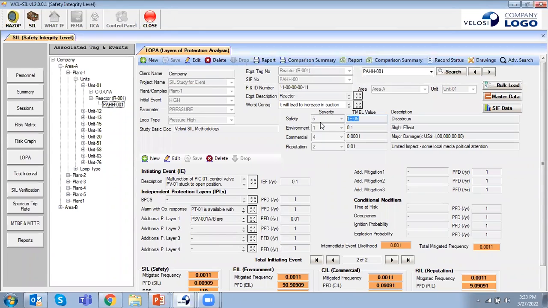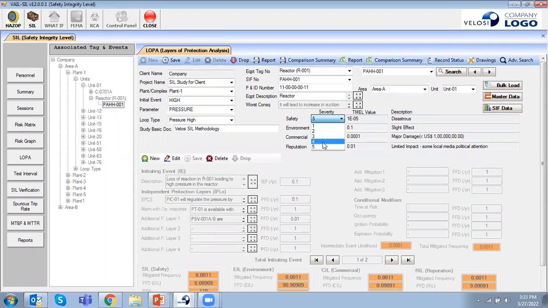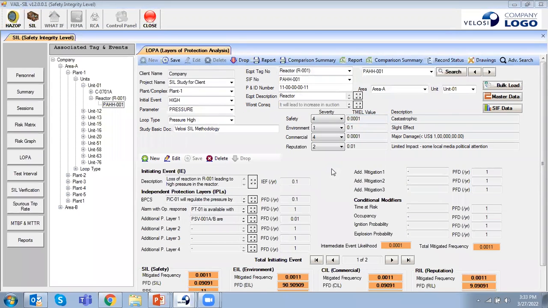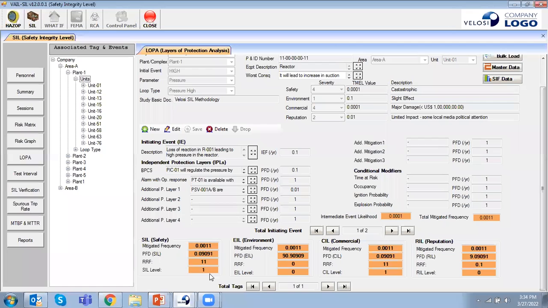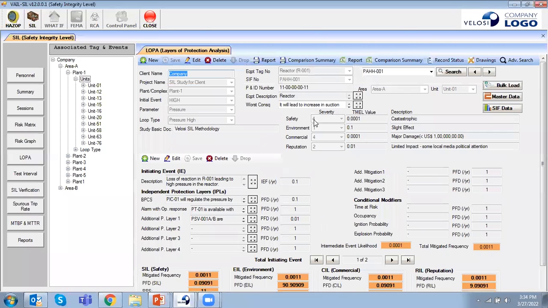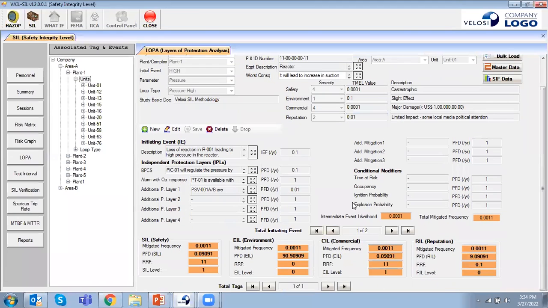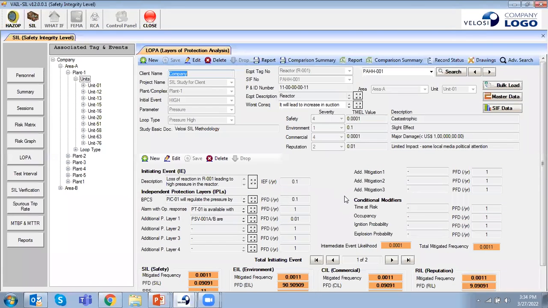Let's suppose the team members, or the HAZOP, are saying that the severity is not that high. Then we can reduce the severity to 4. It will impact our SIL level. Our SIL level will be reduced. It will be SIL 1. Now commercial and safety both have the same severities, so the SIL level is the same. In this way, we can determine the SIL level by using the layer of protection analysis method.